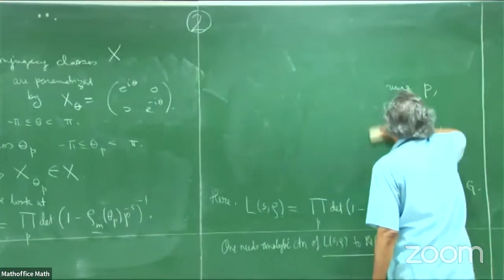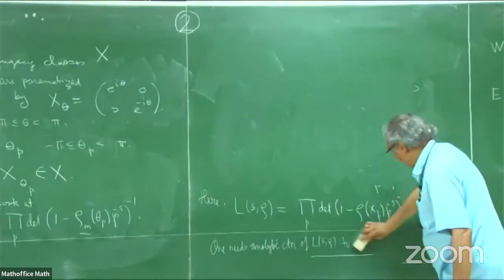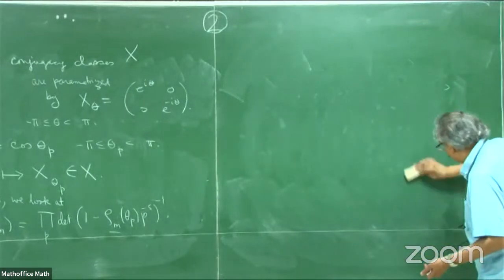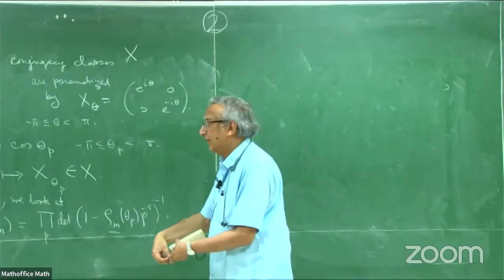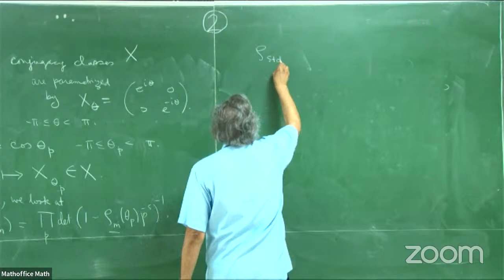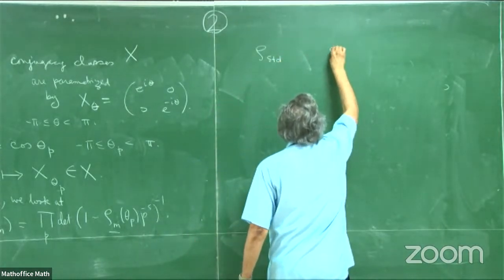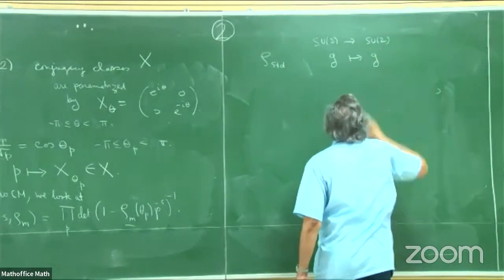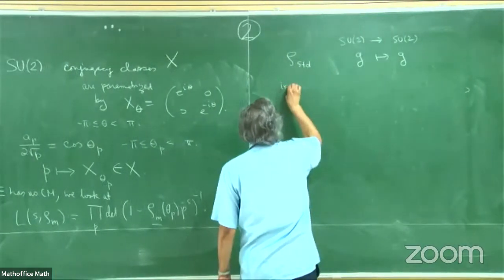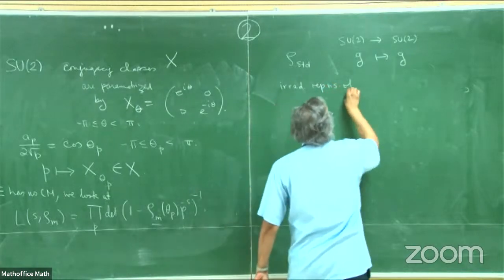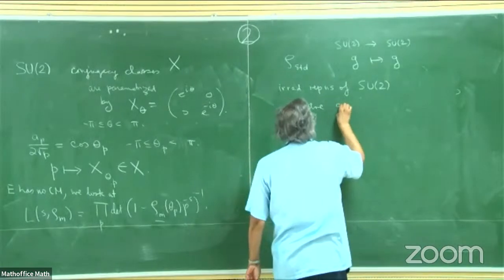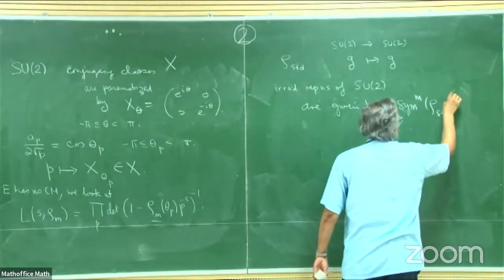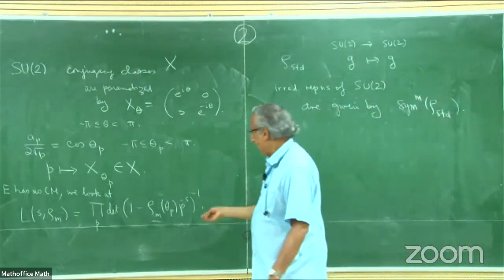See, you have the standard representation of SU2, the standard two-dimensional representation, namely take the matrix to itself, right? That's called the standard representation. And then we have the symmetric powers of the standard representation. So if you have rho standard, which basically takes the matrix g in SU2 to g, this is the standard representation. All the irreducible representations of SU2 are given by the mth symmetric power of the standard representation. And you can work out what that would mean in this context.